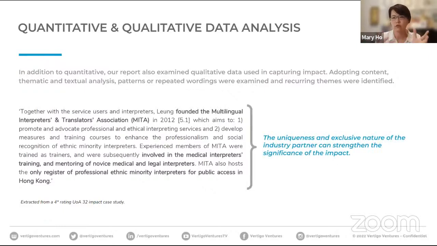This excerpt from section 4 demonstrates the uniqueness and the exclusive nature of the industry partner, strengthening the significance of the impact. So you can see how, in terms of describing or capturing the impact, we don't really need hundreds of stakeholders or hundreds of beneficiaries. Even just one beneficiary or industrial partner can demonstrate the contributions your research has made.